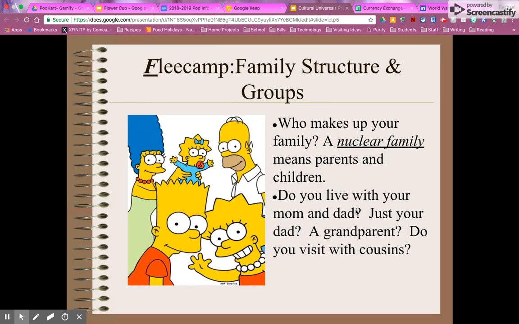The first F in FLEECAMP. So there are 8 cultural universals, and we break them down into an acronym called FLEECAMP. And the F of FLEECAMP stands for family, structure, and groups. So who makes up your family? And a nuclear family means that in your household you have 2 parents and children. So do you live with your mom and dad? Just your dad, a grandparent? Do you live with your cousins? So take a moment and write down who you live with.